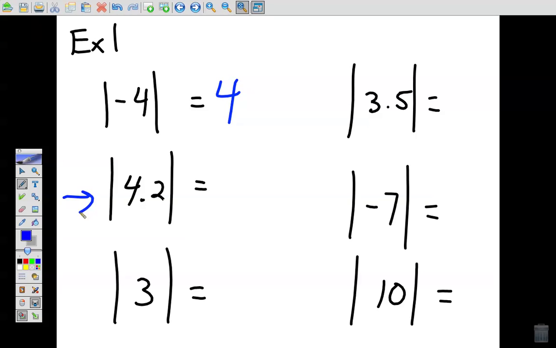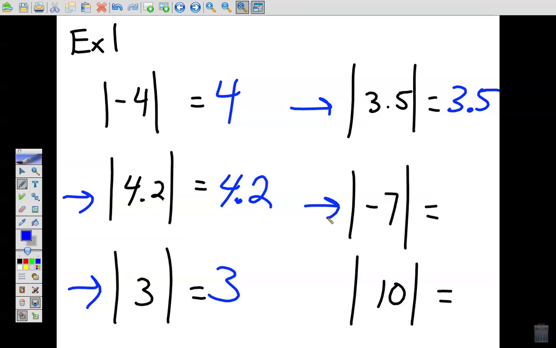What's the absolute value of 4.2? It's just the positive of the number inside. You're always going to get a positive. What's the absolute value of 3? It's 3. What's the absolute value of 3.5? It's 3.5. What's the absolute value of a negative 7? It's 7. What's the absolute value of 10? It's 10. If you go back to your definition, all we've really done is ask how many units away from 0 these numbers were, and we always get a positive result. So remember, the absolute value of a number is always positive.